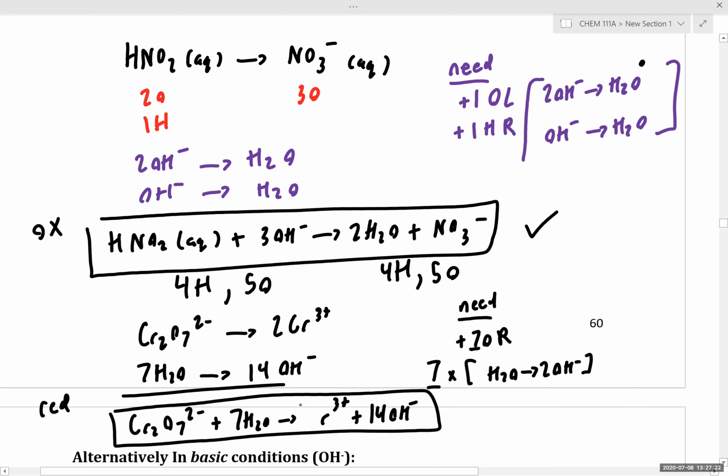Does this idea make sense to everyone? Any questions on balancing redox reactions under basic conditions? Can I get some responses in the chat if anyone has any questions, if it makes sense to everyone?